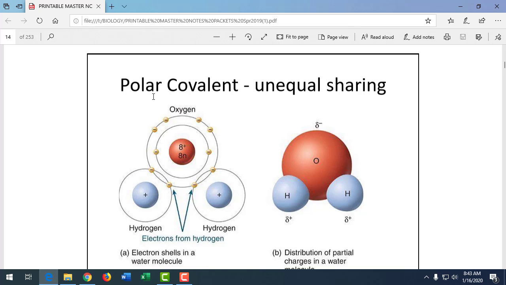But oxygen is a little more selfish. So it's saying, I want that electron a little closer to me, thank you very much. And as a result of that, what is the charge on electrons?